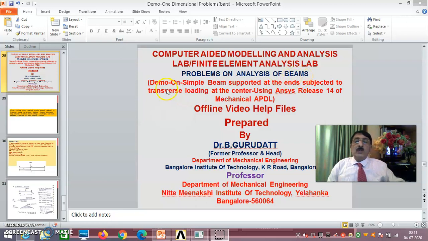Now I'll be showing you a demo on a simple beam supported at the ends, subjected to transverse loading at the center, using Ansys Release 14 of Mechanical APDL.